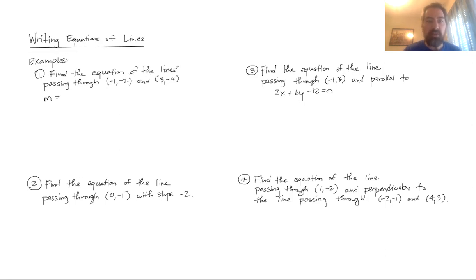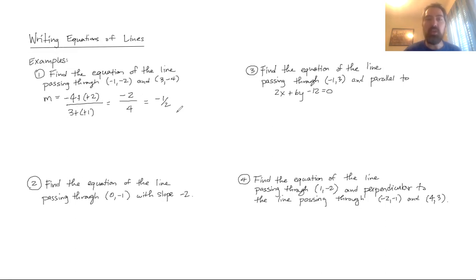So we'll subtract the y values, -4 minus a -2, and then subtract the x values, 3 minus a -1. Again, being careful with subtracting negatives. -4 minus a -2 is equivalent to -4 plus 2, which is a -2. And 3 minus a -1 is equivalent to 3 plus 1, that's 4. And that simplifies to -1/2. So we have found what the slope is, which is -1/2.